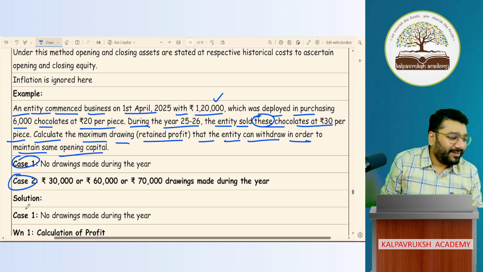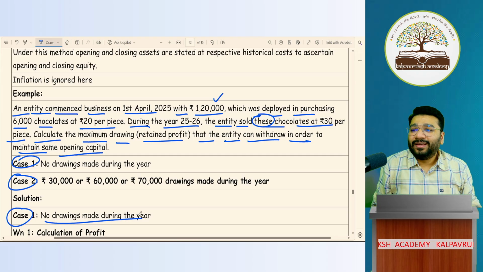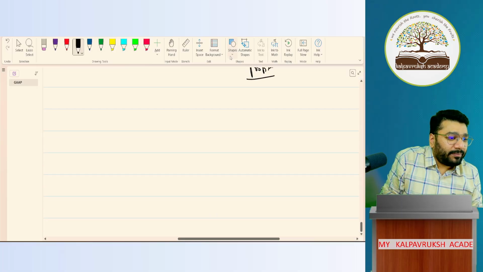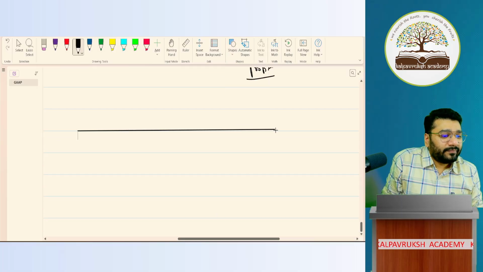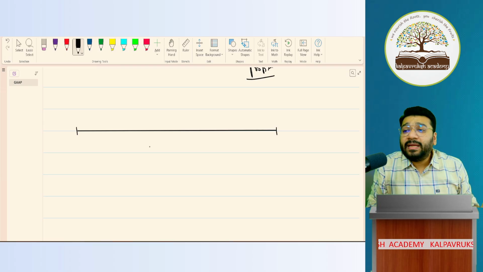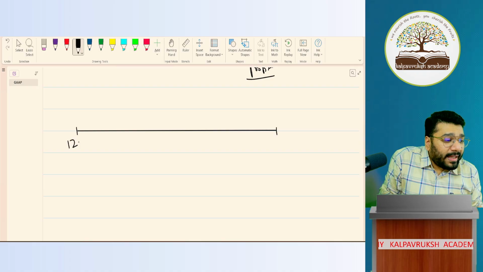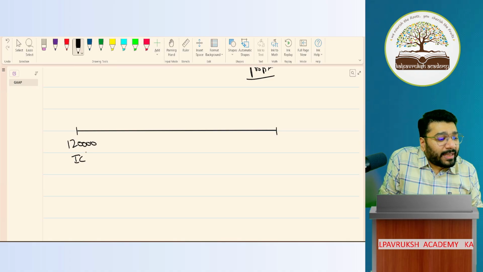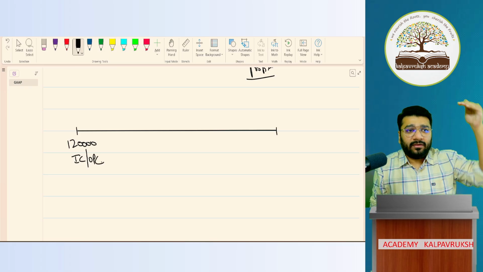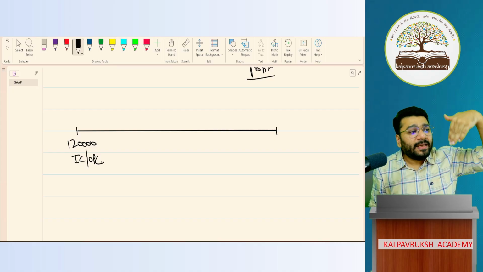Now, case 1, no drawings made during the year. Now listen very carefully. I'm drawing the diagram here. Now we'll understand and appreciate why I discussed the basics before. In the beginning of the year, what is the total capital with which we started the business? 1,20,000. We may call this initial capital or opening capital. Both are the same. Initial capital is the capital contributed for the very first time; the subsequent opening capital is called opening capital in the beginning of the year.